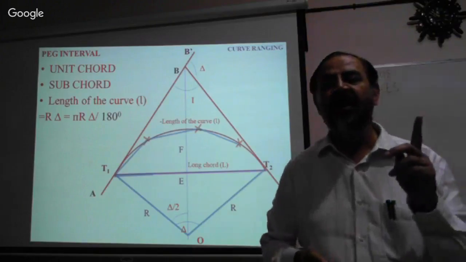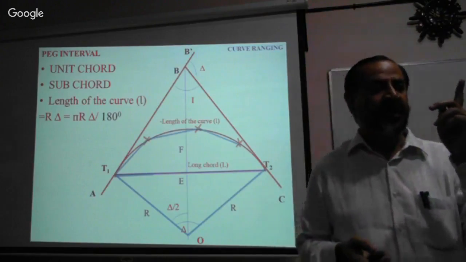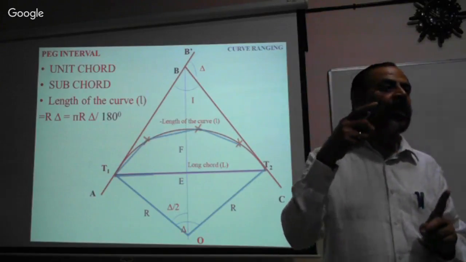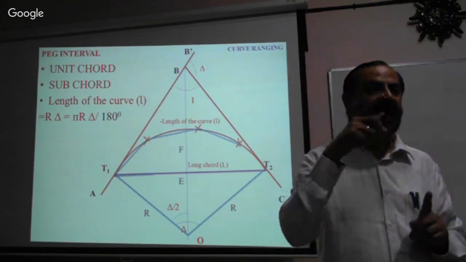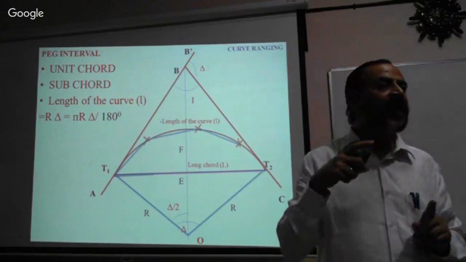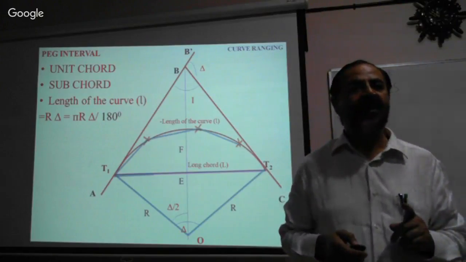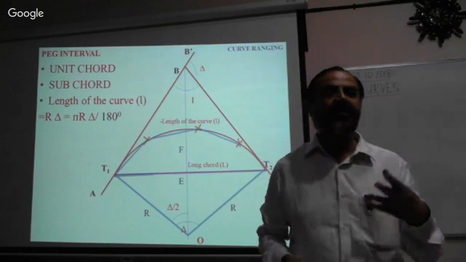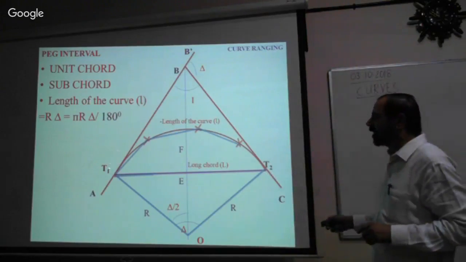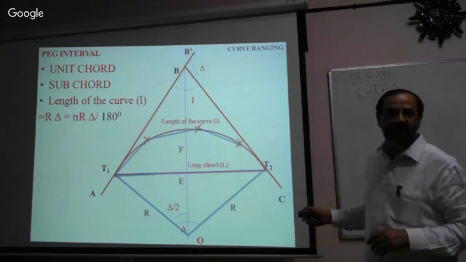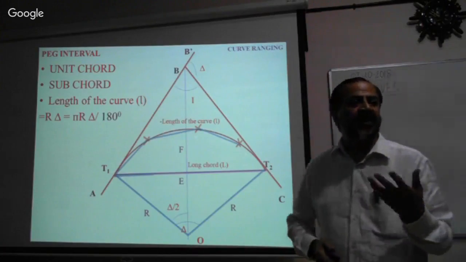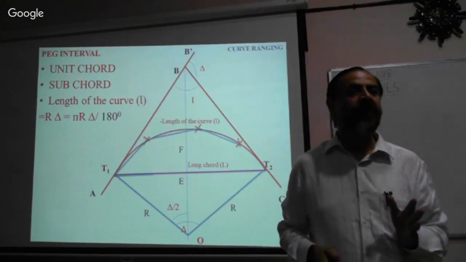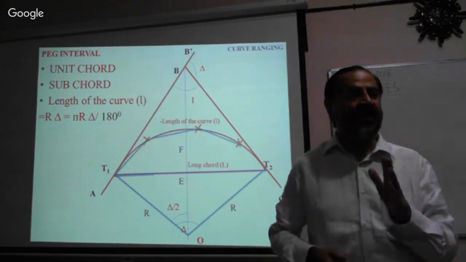In one textbook it says the card length should not be more than L/20. Now you have to decide; being an engineer, you decide it. Let us assume that our curve length is 345 meter. Let us take 30 meter, 30 meter, 30 meter. How many cards are you going to get?